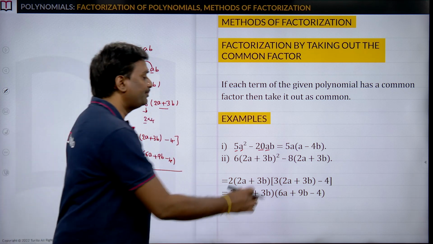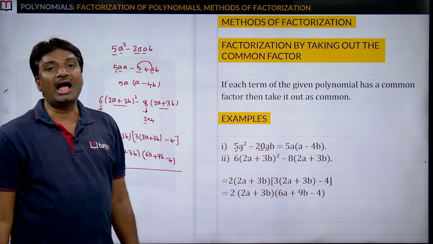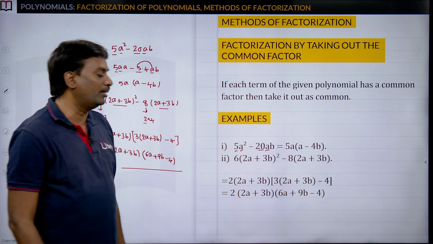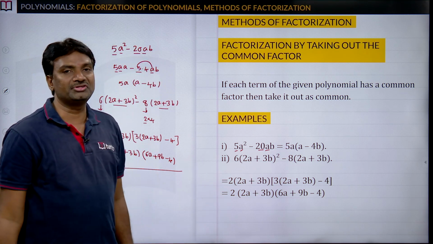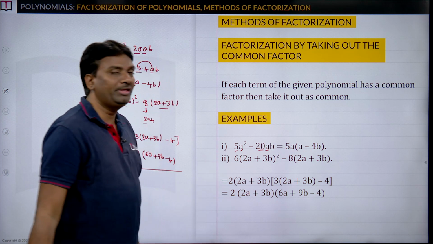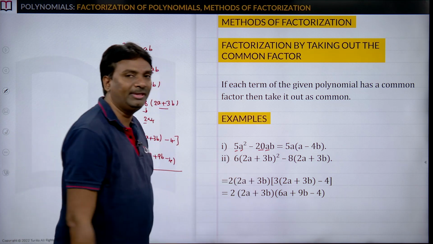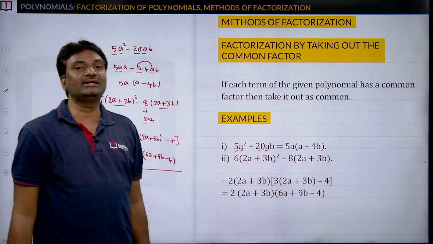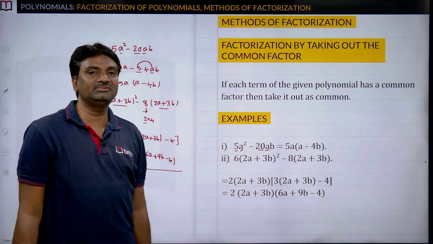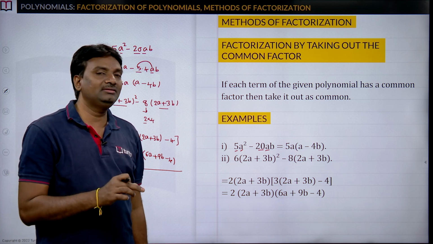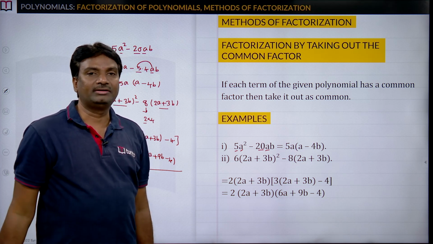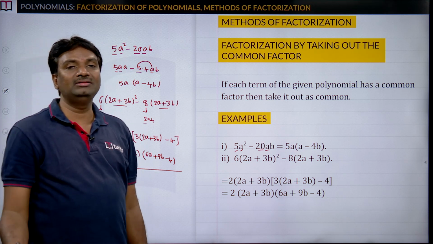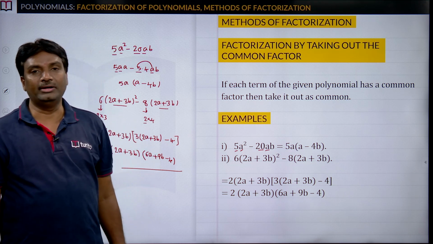So, we have expressed this polynomial as the product of 3 polynomials, where 2 is a constant polynomial, into 2a plus 3b, this is a binomial because 2 terms are there, into 6a plus 9b minus 4, that is a trinomial because we have 3 terms. So, just like this, we can take the common factor from all the terms of the given polynomial.